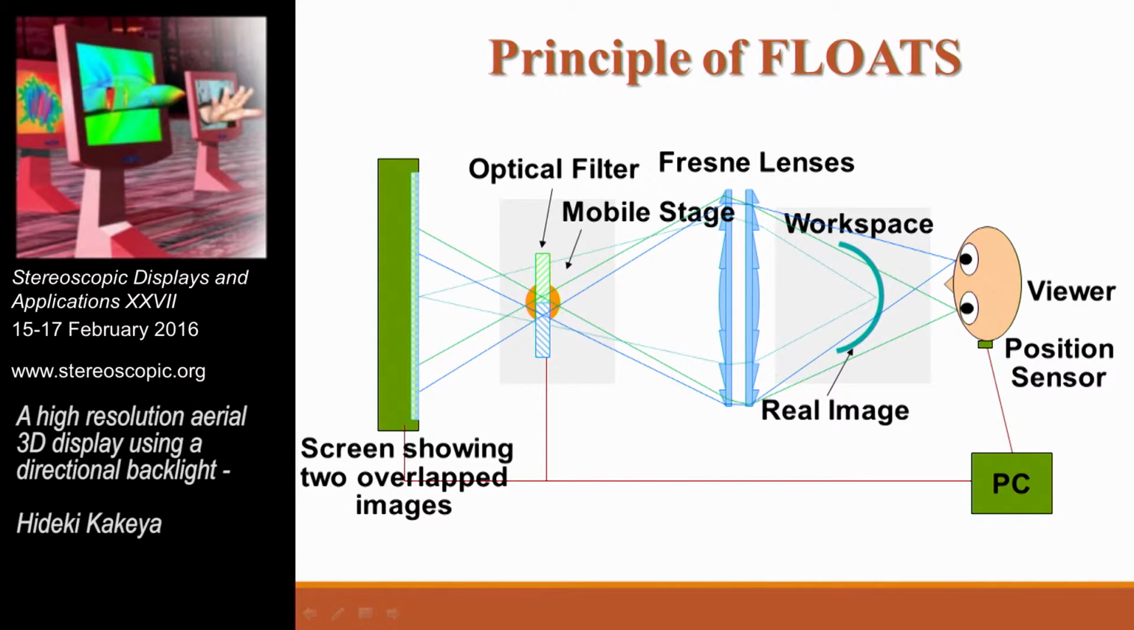Of course, when the viewer's position changes, these points also change. So we have to track the position of the viewer, and by moving the filter in accordance with the viewer's position, then we can keep on showing two different images to the right and the left eye of the viewer.